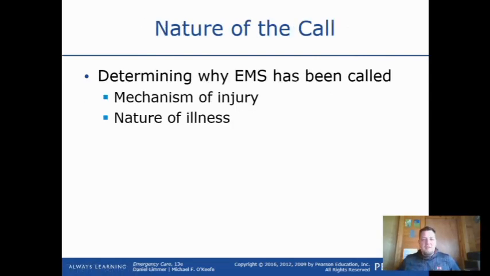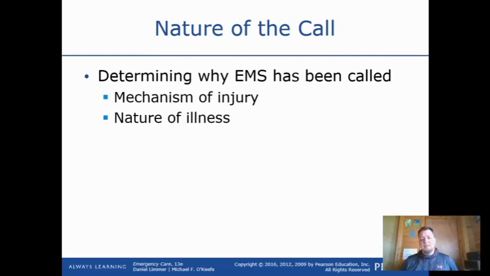So, the nature of the call. This is why they called EMS. This is the reason that your patient or a bystander has called EMS. So we're going to look at one of two things: it's either a mechanism of injury or a nature of illness. Mechanism of injury is some type of trauma-related incident. So you're going to look at, was it a car accident? Was it a fall? Was it something else? Those things are what you're going to look at, okay?